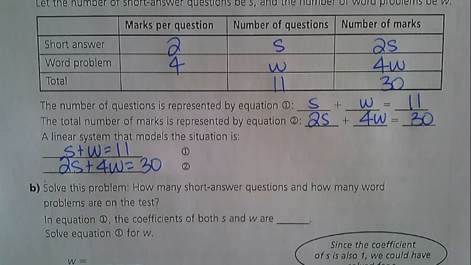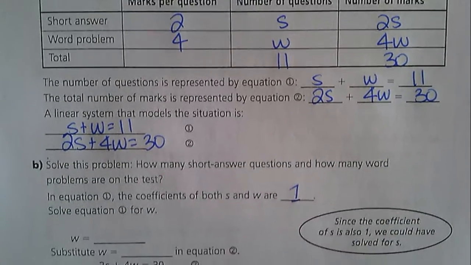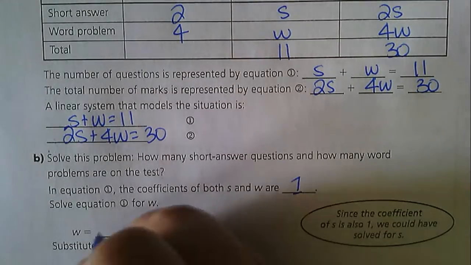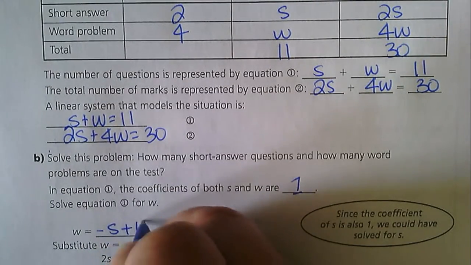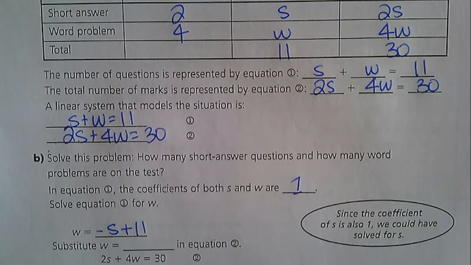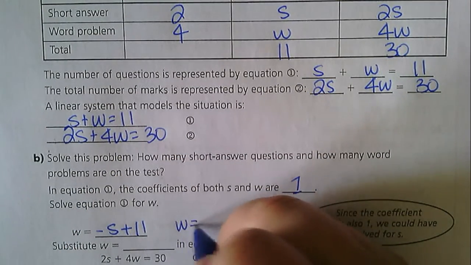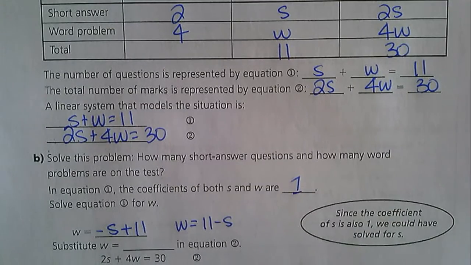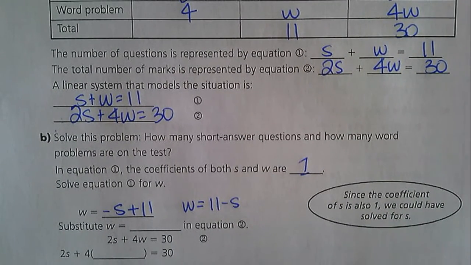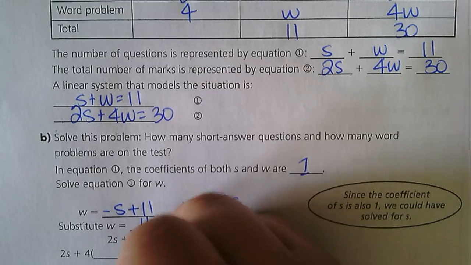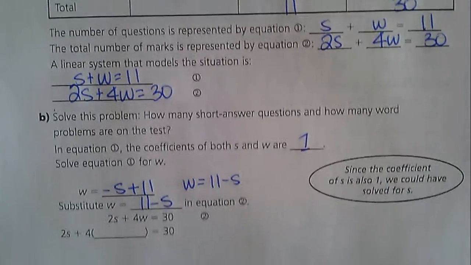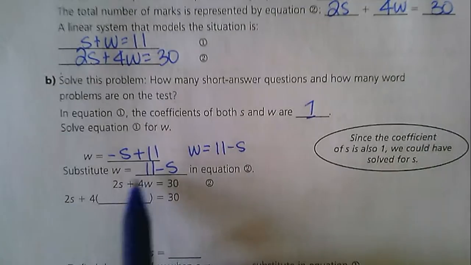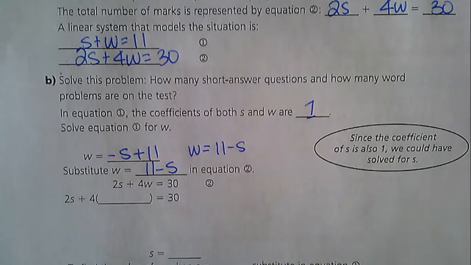Now you'll notice in equation 1 that both S and W have a coefficient of 1. So you can rearrange however you like here. They suggest let's solve for W, but again, your choice. So we'll solve for W. W equals negative S plus 11, right? Because we're moving that S to the other side. Or if you like it better, you can write it as W equals 11 minus S. They mean the same thing, okay? So you can write it however you like. Maybe I'll write it the second way here. 11 minus S.